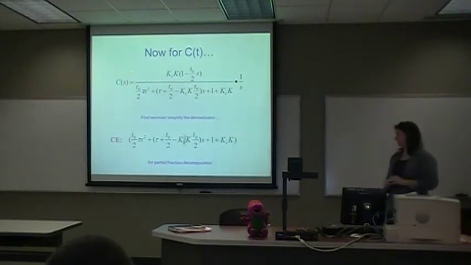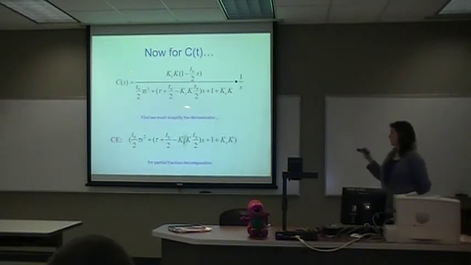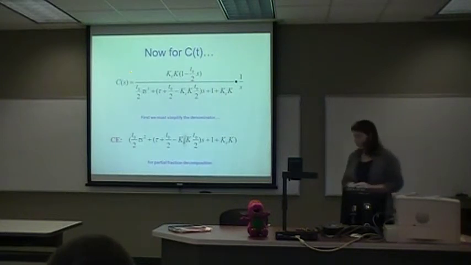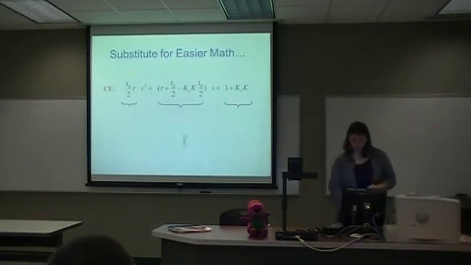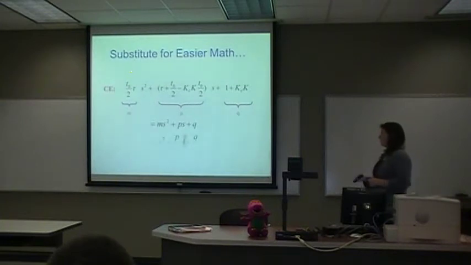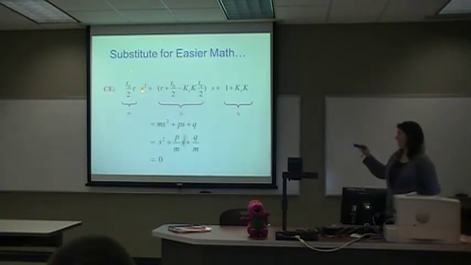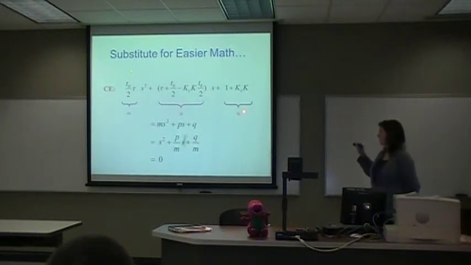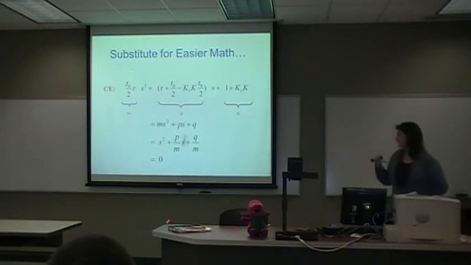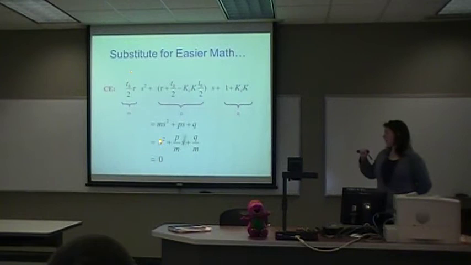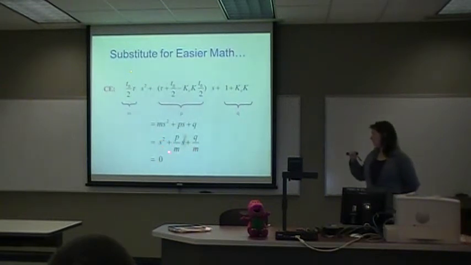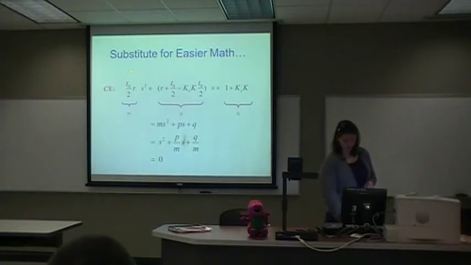Now, to determine C of t, we will be taking the inverse Laplace, and so we need to simplify this denominator, and we'll be using partial fraction decomposition. So this is the characteristic equation that is just the denominator of C of s. To simplify our math, we will be calling the coefficient of the s squared term m, the coefficient of the s term p, and the constant term q. That will give us just m s squared plus p s plus q, and then we want a coefficient of 1 with the s squared term, so we divide by m, and then we set that equal to 0 to determine its roots.